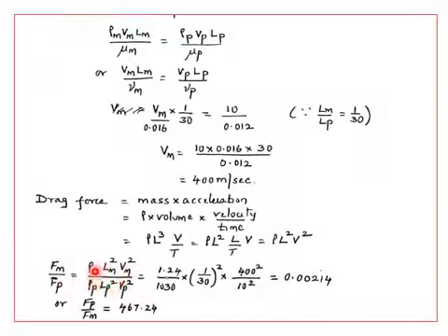You know the ratio of the densities, which is 1.24 by 1030. We know Lm by Lp is 1:30, squared. Vm is already calculated, velocity in the model is 400, so 400 squared divided by the velocity in the prototype, which is 10 meter per second. So the ratio comes to 0.00214, or Fp by Fm, that is the drag force in the prototype to the drag force in the model, is 467.